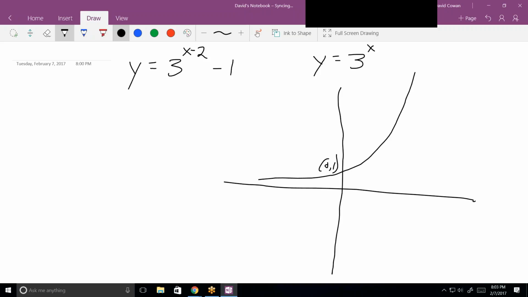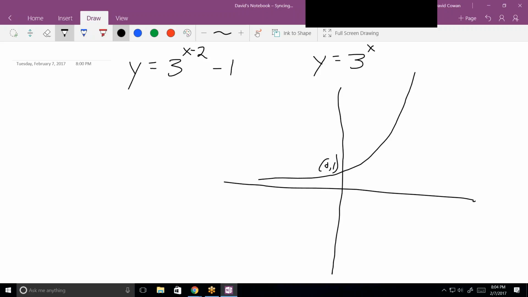Now, there's two things being done in the way of transformations. Let's take the easy one. What's the consequence of the minus 1? Vertical shift down. Correct. So this point would go down to 0, 0. What's the consequence of the minus 2? Will that be a horizontal shift? Yes, to the right. Anything that's inside the function is horizontal. Anything that's outside the function is vertical. And that includes reflections.